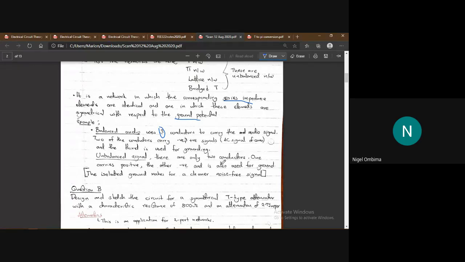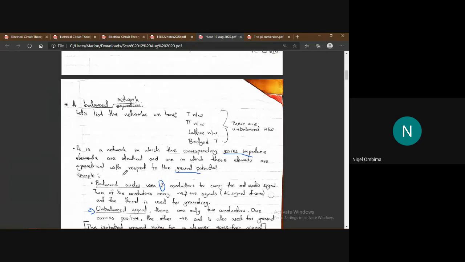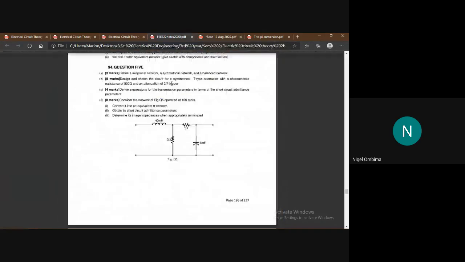There are only 2 conductors. One carries the positive and the other the negative, and it is also for the ground. So you find that with this unbalanced signal, some earphones have 2 markings, the positive and the negative one. So balanced audio mostly transmits with an isolated ground, which makes the audio cleaner compared to audio flowing in an unbalanced network. But you can find more on balanced networks, I guess, on the internet, on YouTube, but this is all I found.